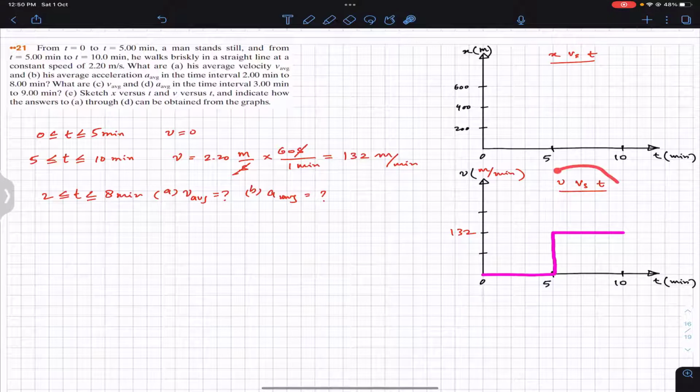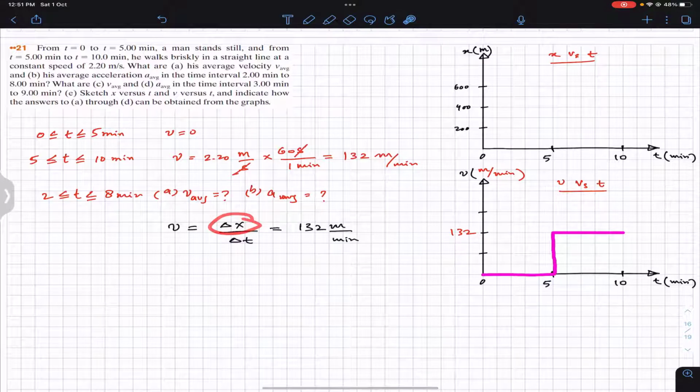So this is v versus t, and then for x versus t we have to find the distance traveled from 0 to 5 minutes and then from 5 to 10 minutes. Now we know that velocity is delta x divided by delta t. The velocity for 5 to 10 minutes is 132 meters per minute, so this is equal to 132 meters per minute, and this delta x will be from 5 to 10 minutes, since he walks from t equals 5 until t equals 10 minutes. So this delta t will be from 5 to 10 minutes.